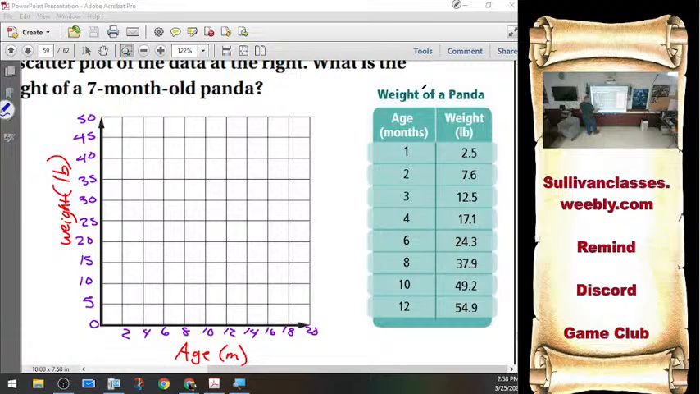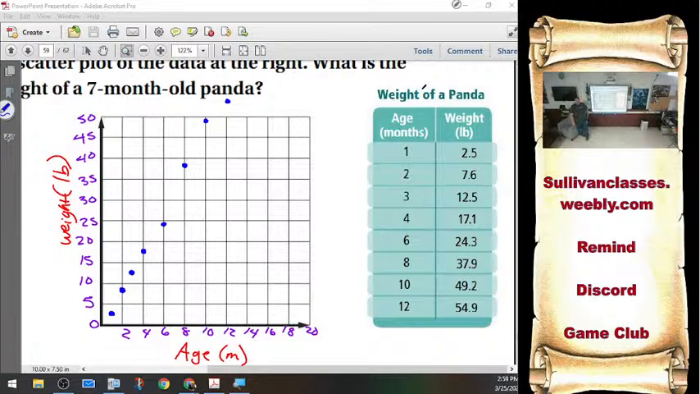All right, at 1, 2.5, right smack in the middle. 2, 7.6. 3, 12.5, right in the middle. 4, 17.1, almost the middle. 6, 24.3. 8, 37.9, about 3/5 of the way through. 10, 49.2, and 12 was off-road, almost a full box.